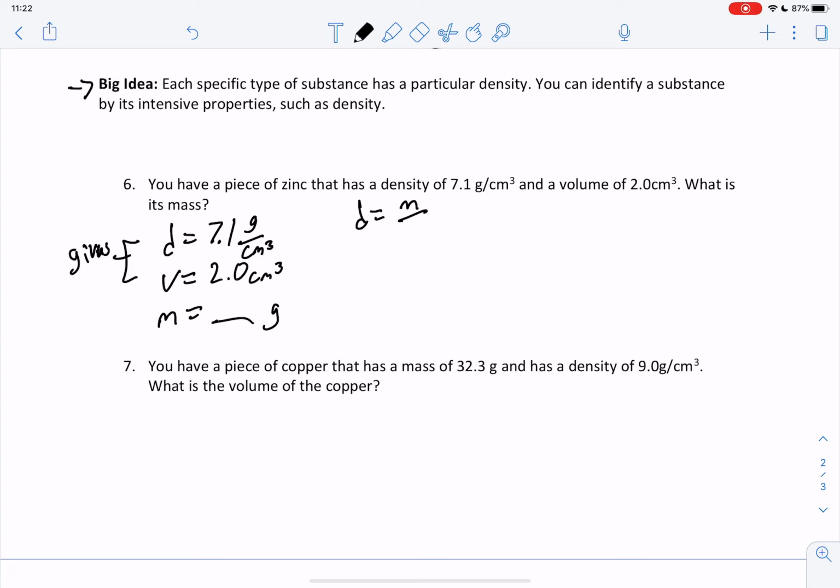So we are still using the density equation, mass divided by volume. But now we need to move things around to solve for mass. So we need to isolate mass. And the way we do that is get rid of the volume, and we can do that by multiplying volume by both sides. What happens is the volume on this side cancels out, and so we're left with mass equals density times volume. We can plug that in, so volume is 2.0 centimeters cubed times 7.1 grams per centimeters cubed.